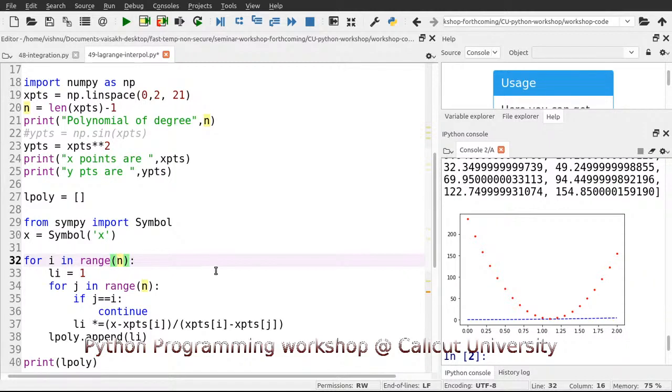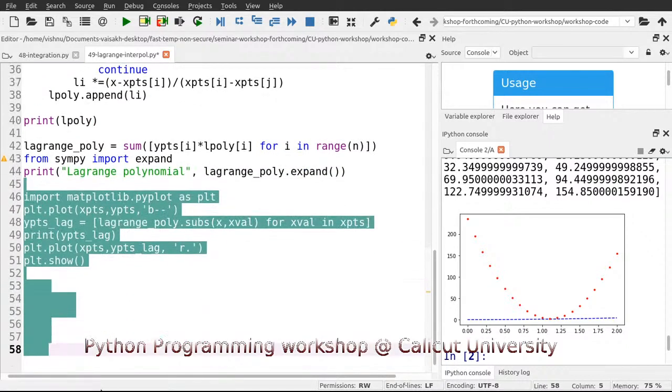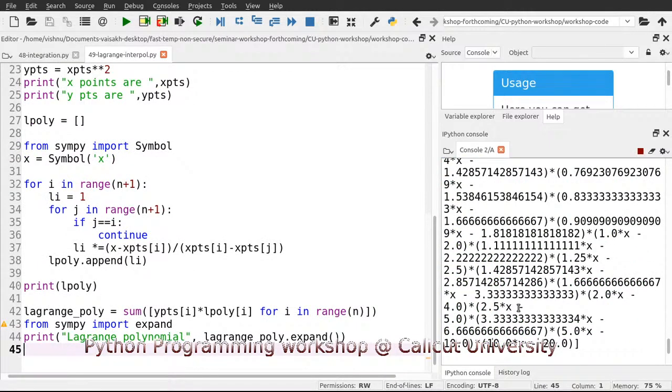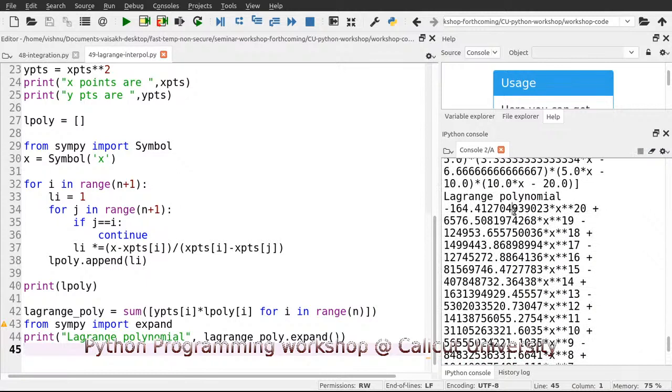So if we require up to L20, we need to take n plus 1. I think there is not much difference. n plus 1. So we should get a polynomial of degree... Lagrange polynomial, expand. Let us see the expanded polynomial. I'm cutting this much, trying once again. What is the degree of this polynomial? Degree of this polynomial is 20.